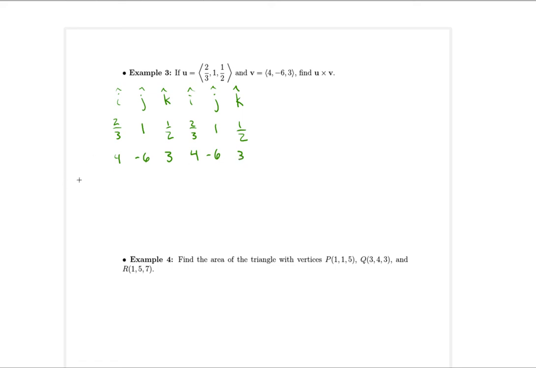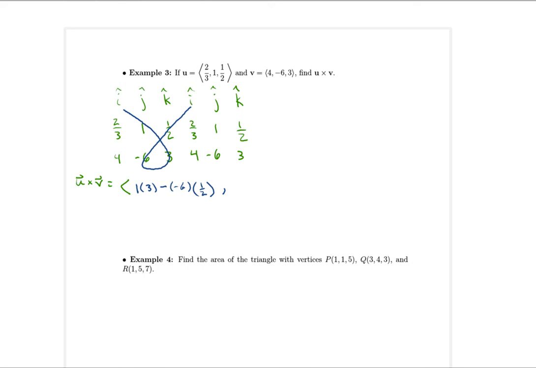Now I'm going to say u cross v is equal to, and I'm going to switch my color here. I start with my i's, and I lay down my spaghetti noodle: 1 times 3 minus -6 times 1/2. That is my i component, or my x component.